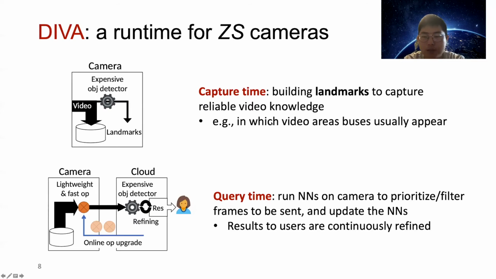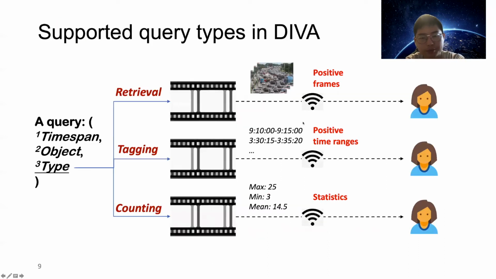We have built a runtime system spanning camera and cloud for fast video query on zero streaming cameras. The system has two key techniques. First, during capture time, it builds landmark frames to capture reliable video knowledge to accelerate future video queries. And second, during query time, it runs neural networks on cameras to prioritize or filter the frames to be sent to the cloud. And it also keeps updating the neural networks running on the cameras. More details will be explained.